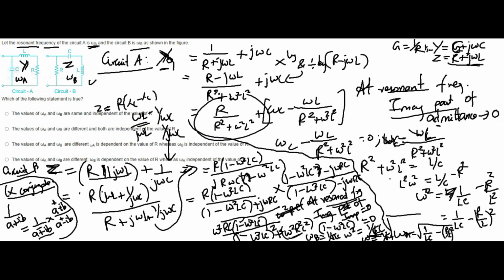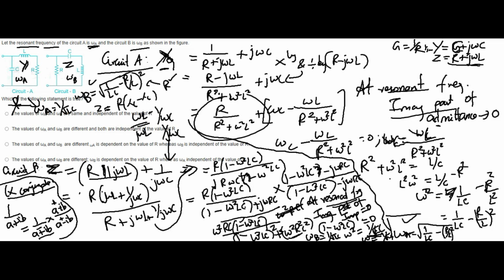Both are not the same, is it right? So the value of omega A and omega B are different. Omega A depends upon the value of R, whereas in omega B, R is not available. In the final answer omega B is equal to 1 divided by root LC. Here R is not available, but in omega A you are having the root of 1 divided by LC minus R divided by C, the whole square. Here R is available.